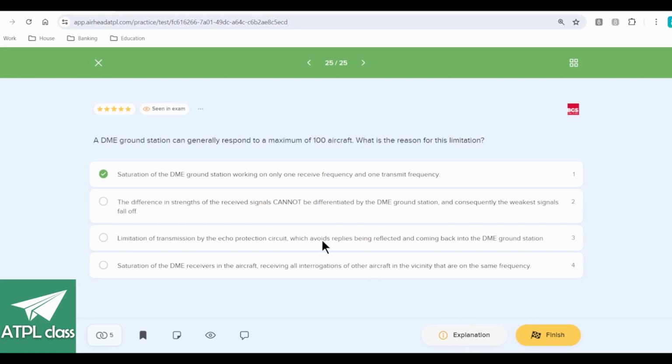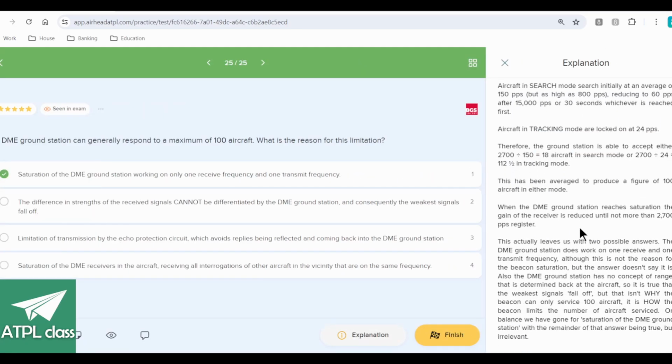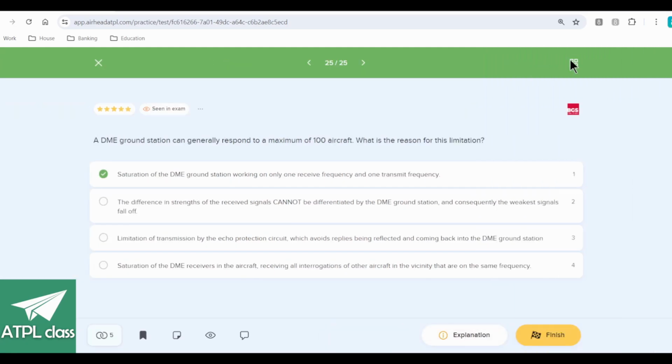No. So the wording of that answer, sorry, catches it out. The difference in strengths of their signals cannot be differentiated. They can't tell which ones are strong or not, so therefore it gets rid of the weakest ones. That contradicts itself. There you go, there's an explanation. Basically, there's too many signals for it to track, so it limits itself to 100.